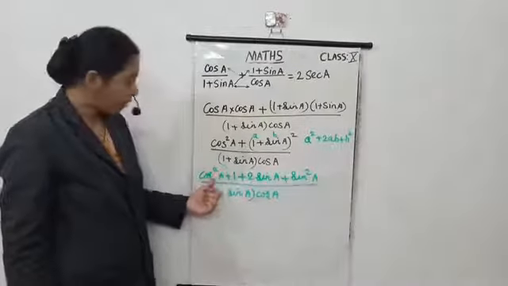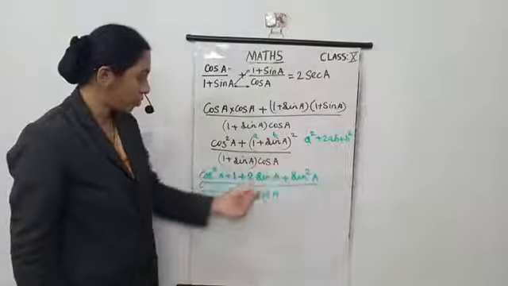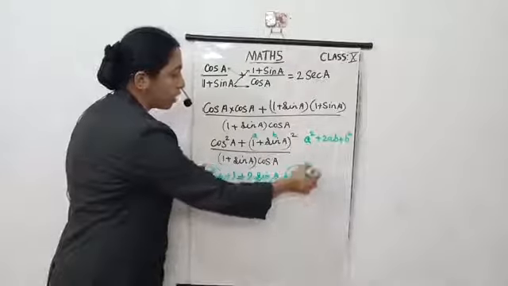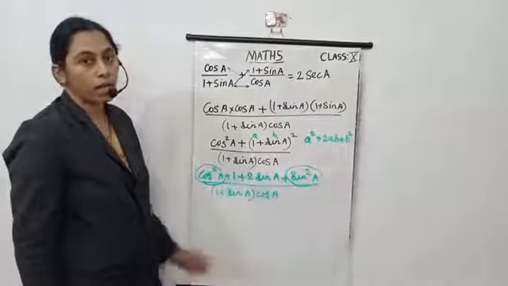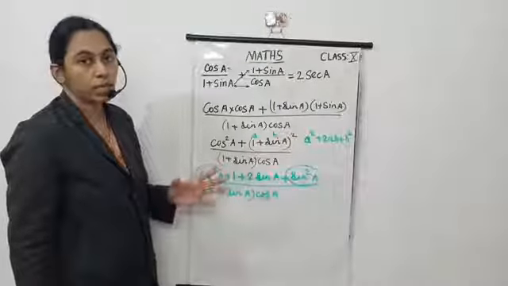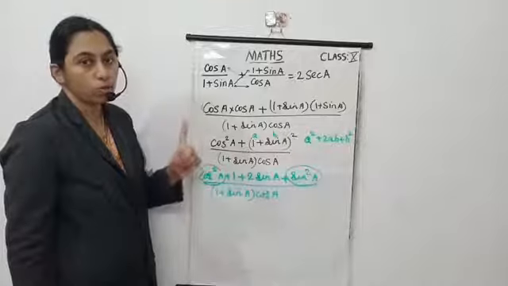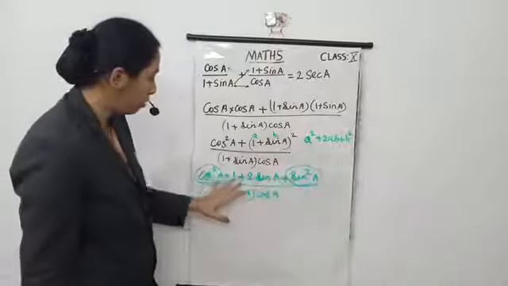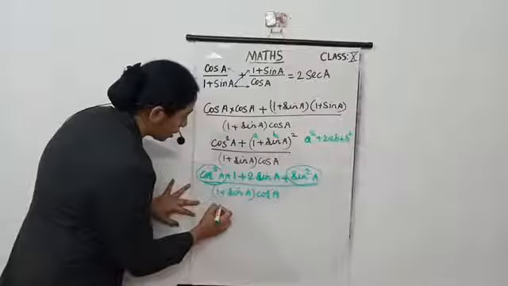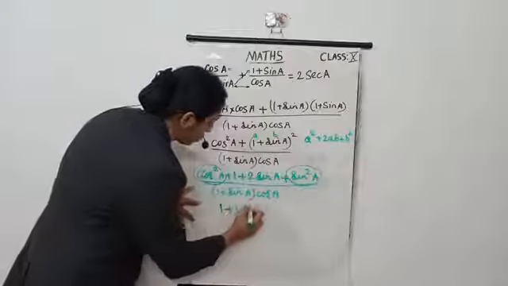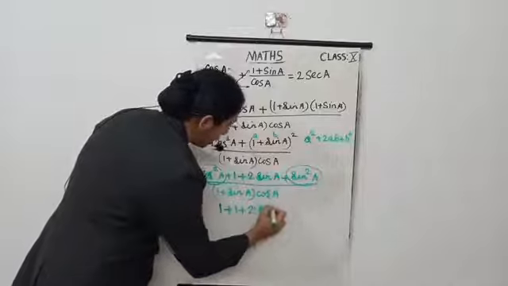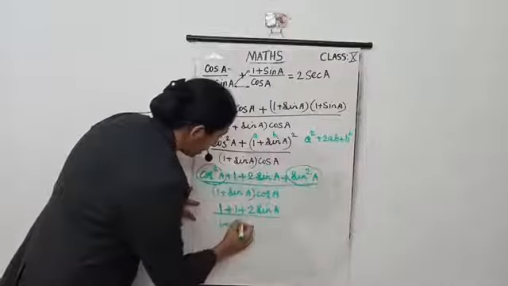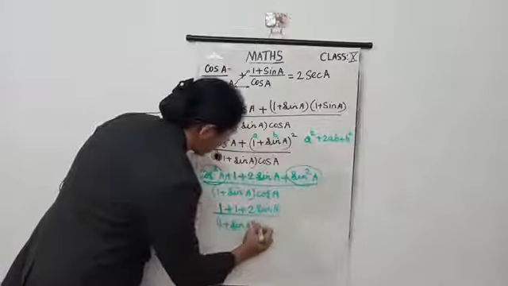Now consider this cos square A plus sin square A. We learned one identity, sin square A plus cos square A is equal to 1, isn't it? So substitute that here. So sin square A plus cos square A is 1. So here 1 plus 2 sin A by 1 plus sin A into cos A.